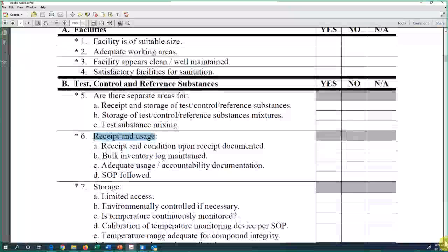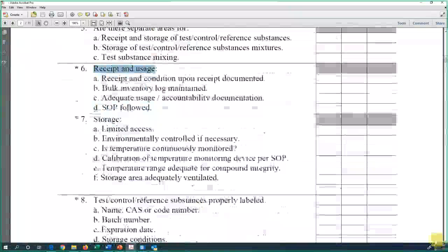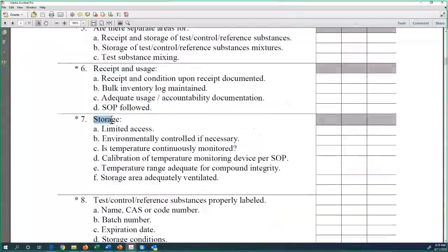So then talk about the storage. Okay, limited access. Is it temperature controlled? For example, if your standards, most standards will say it's in the dark and it's sealed and it's below 4 degrees Celsius. And do you have temperature monitoring? Make sure this is good, because once it's too high, it may be different.